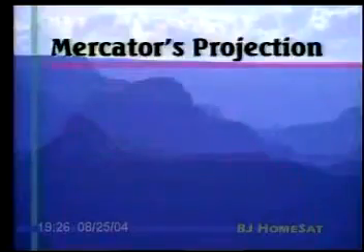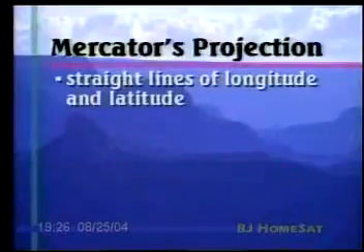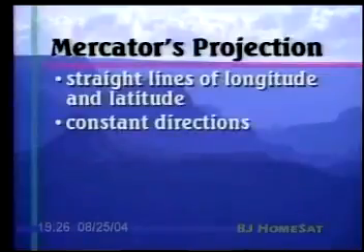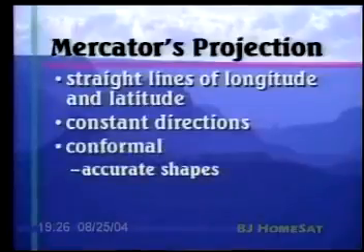Mercator's was the first important cylindrical projection. And on his projection, the lines of latitude and longitude are straight. Okay. Also, the directions remain constant. And that's a very important feature to remember about that, so you might want to star that in your notes. It's a conformal projection, which means the shapes are accurate. They are stretched, but they're stretched proportionally, so the actual shape is accurate, even though the area is distorted.